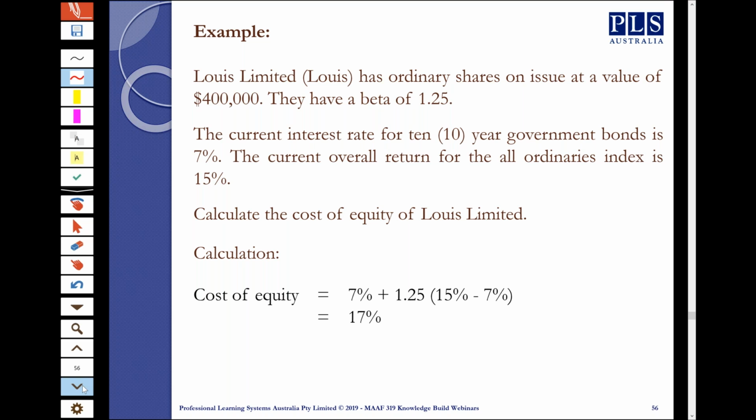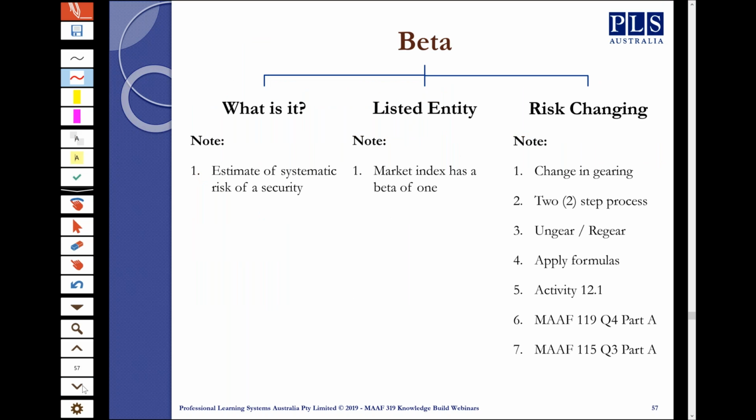I did, however, suggest one thing that you may need an awareness of is the beta. Now, this is the estimate of the systematic risk of a security. Understand the market index has a beta of 1. So it is quite likely that they'll give you the beta, as I just did. They could, however, give it to you as a relationship against a listed entity. So I've seen questions where they've said you're twice as risky as the market, and they've expected you to understand the beta in that instance would equal 2. So if the market has a beta of 1 and you're twice as risky, your beta would be 2.